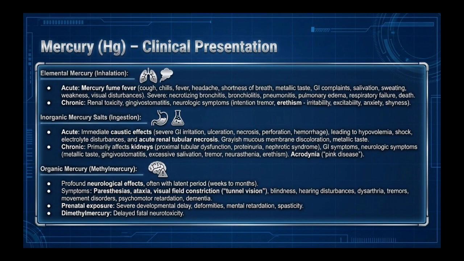Inorganic mercury salts, when ingested acutely, cause immediate caustic effects. These effects can range from severe gastrointestinal irritation to ulceration, necrosis, perforation, and acute hemorrhage, which may result in hypovolemia, shock, electrolyte imbalances, and acute renal tubular necrosis. Common signs include grayish discoloration of mucous membranes and a metallic taste.